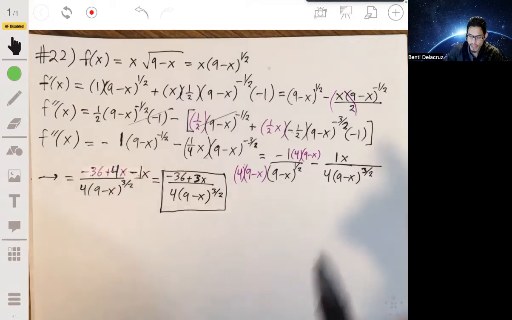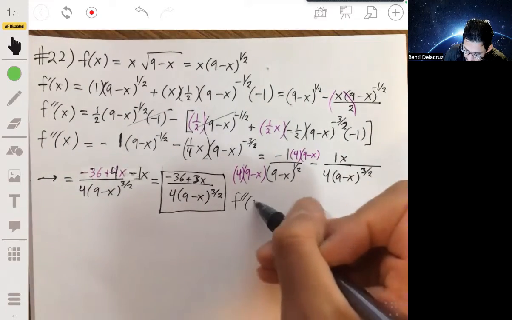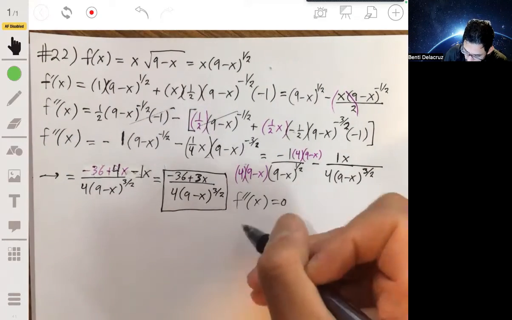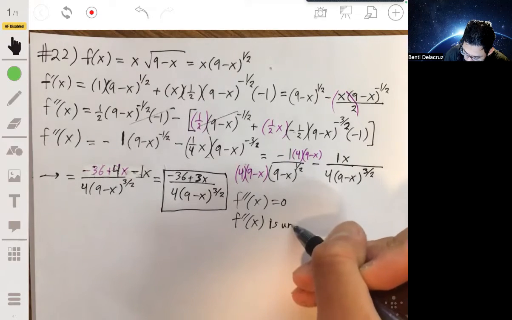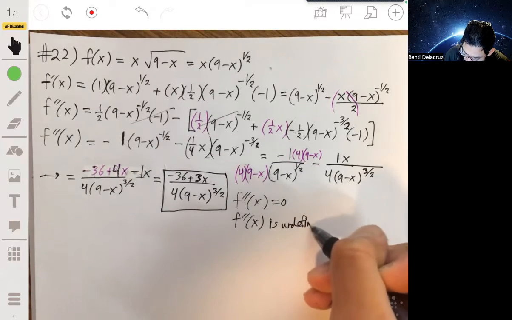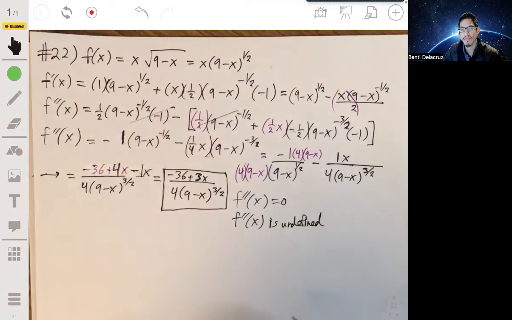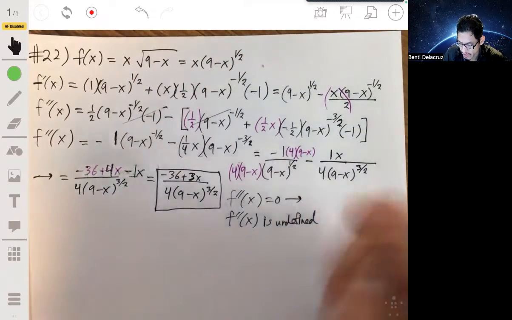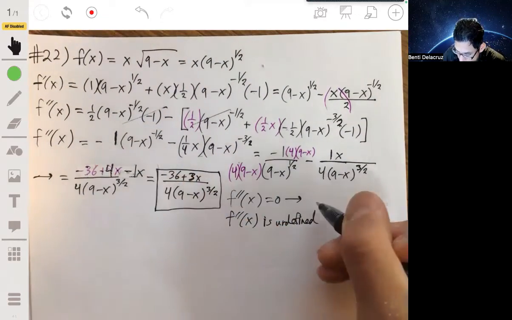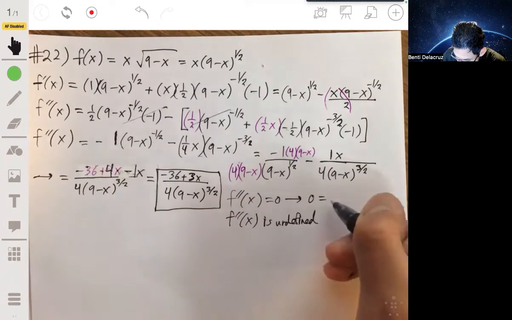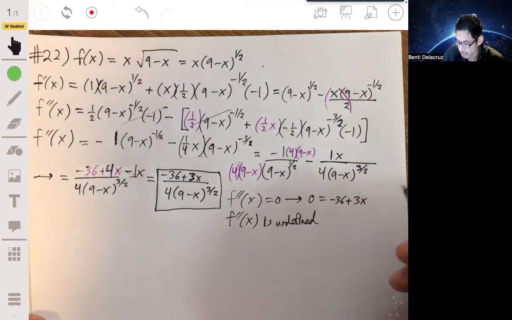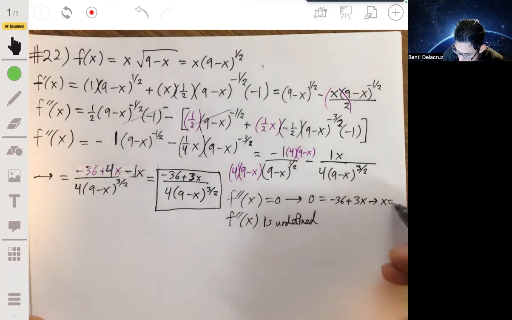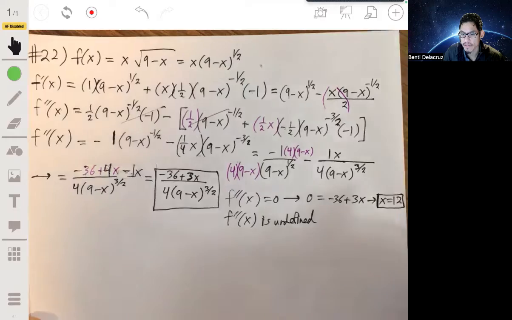So I have to find where the second derivative of x equals 0, or where the second derivative of x is undefined. So to figure out where it's 0, I just set the top equal to 0. So I just have 0 equal to negative 36 plus 3x. So that means x will be 12. So that'll be one value I'm going to study. So x equals 12.